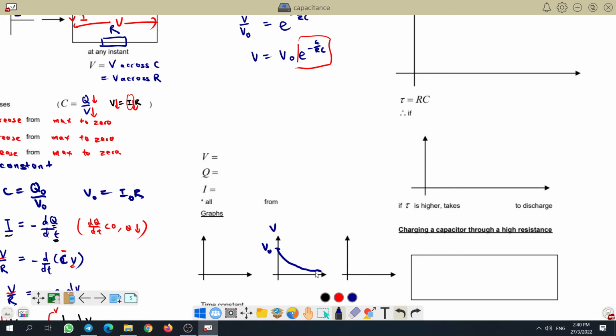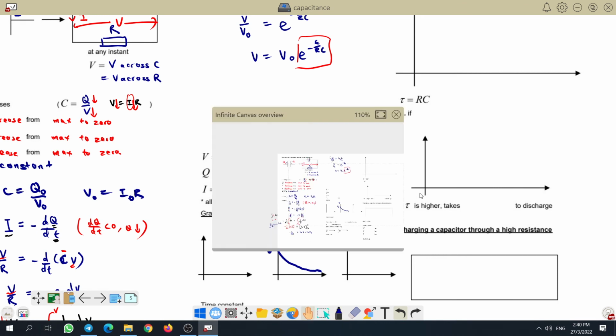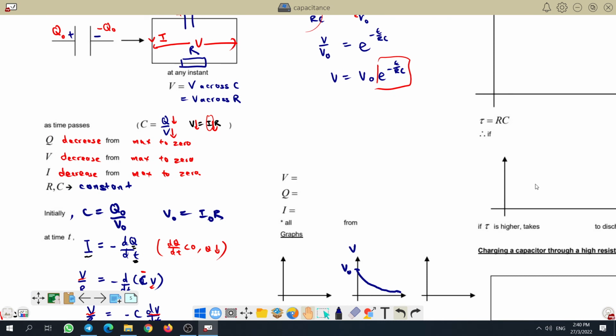Okay, how about the other two? How about I and Q? From V, it's easier for us to get I, right? So V you change to IR, V naught we change to I naught R. I naught R.